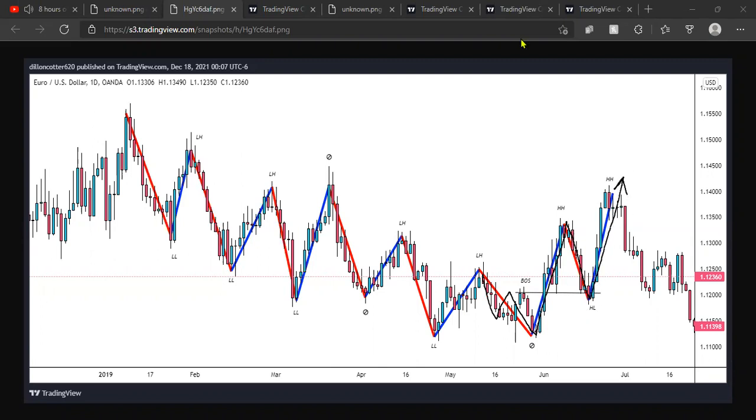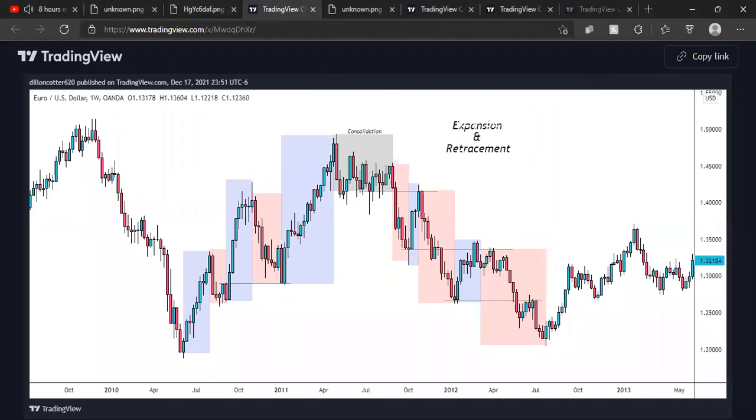Okay, so hopefully that makes sense. So let's look at the next slide here. Expansions and retracements. I'm trying to keep that label the whole time on here, and it's in the way.